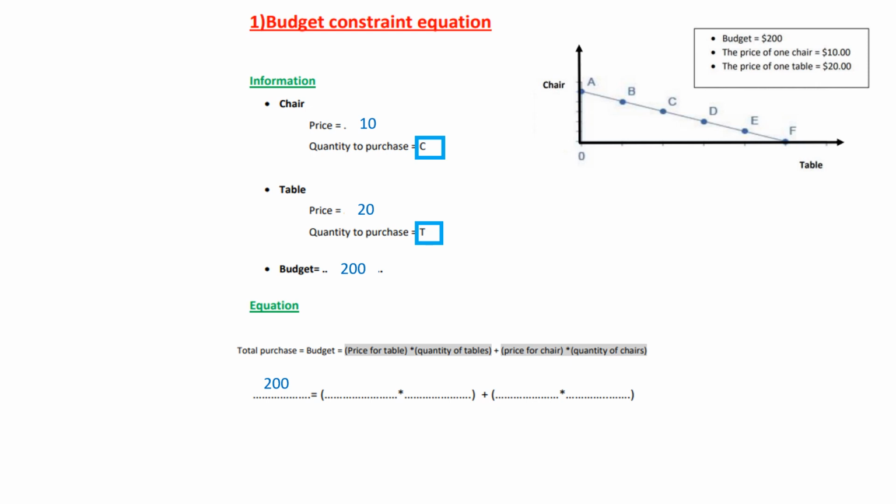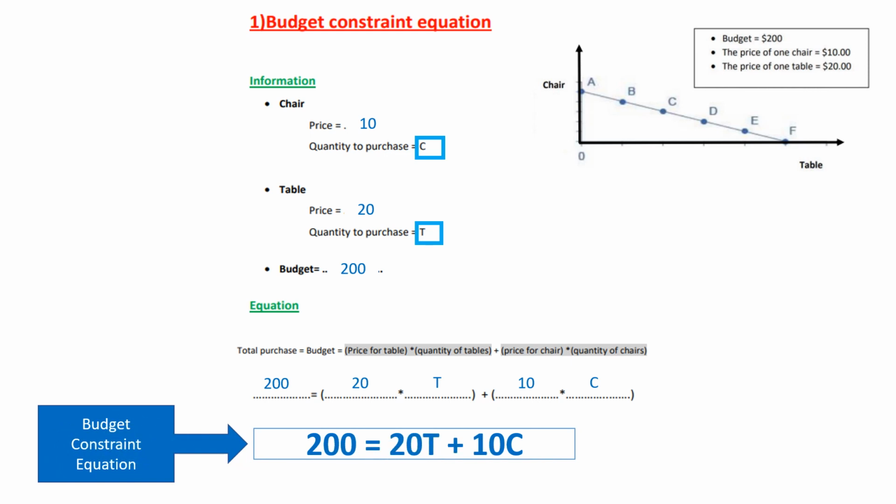$200, which is the total budget, will be equal to the unit price of table, which is 20, times the total purchase of table, plus the unit price of chair, which is $10, times the total purchase of chair, which is letter C. And eventually we'll arrive to this budget constraint equation, which is 200 equal 20 times the quantity of table plus 10 times the quantity of chair. So in your assignment, this is the expectation in terms of what the budget constraint equation will look like.